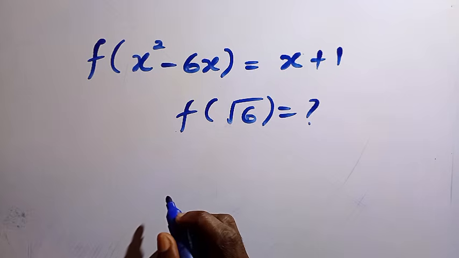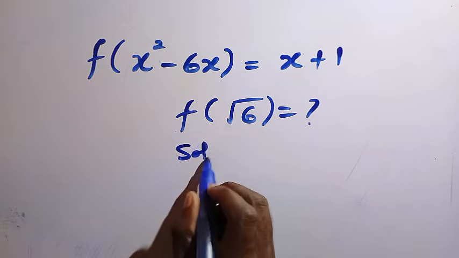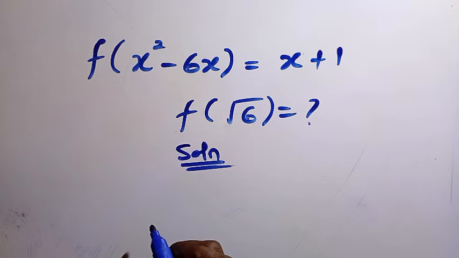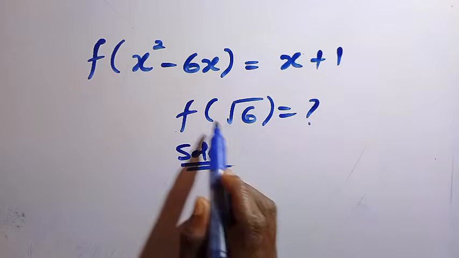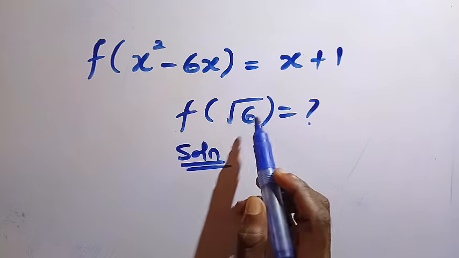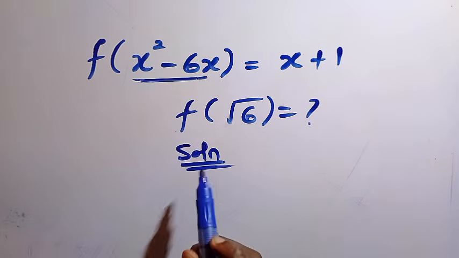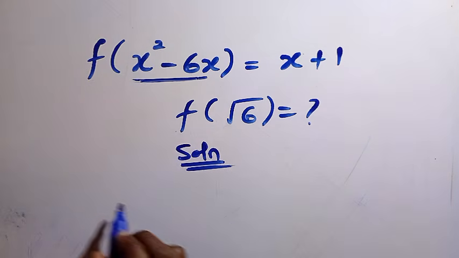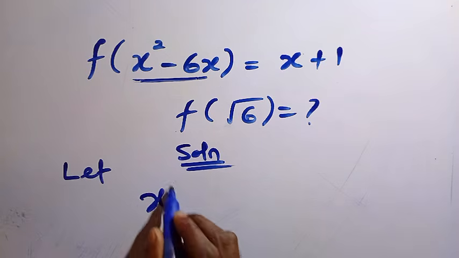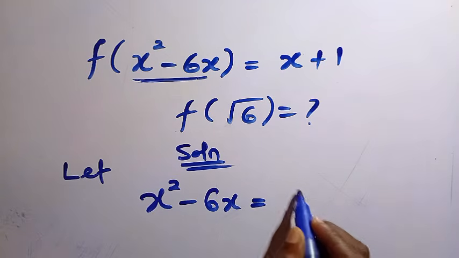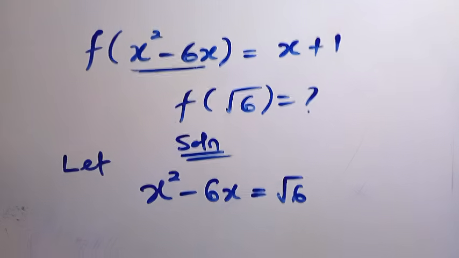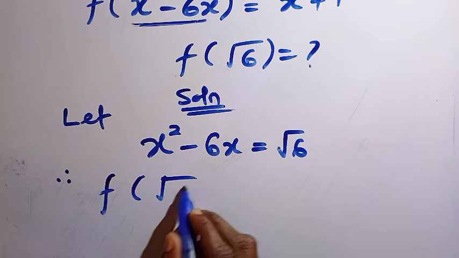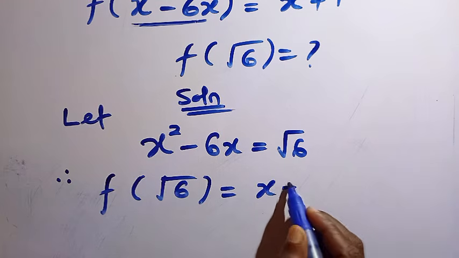And let's solve these questions step by step. When we consider the solutions, there are two ways we can solve this. And let's choose the best way to solve. First is, since we need f of root 6, we are going to make sure that all this becomes root 6 by just letting x squared minus 6x equals root 6. So if I let x squared minus 6x equals square root of 6, the next thing we have is f of root 6 equals x plus 1.